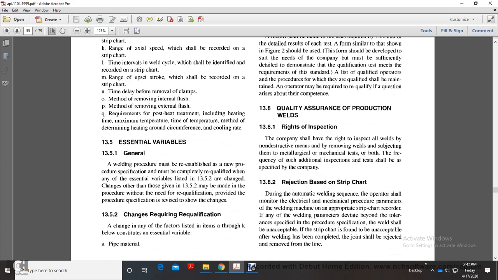Alright, 13.8, Quality assurance of production welds. 13.8.1, Right of inspection. The company shall have the right to inspect all welds by means of removal of the welds and subjecting them to metallurgical or mechanical tests, or both. The frequency of the test and additional inspection testing should be specified by the company.